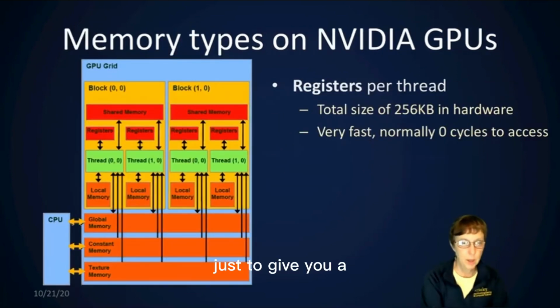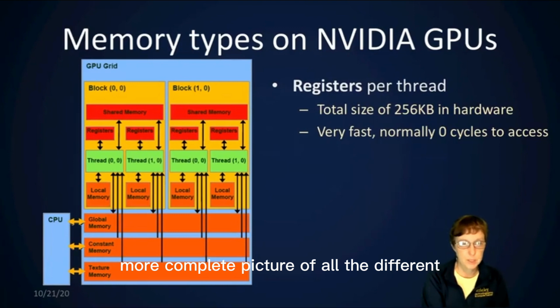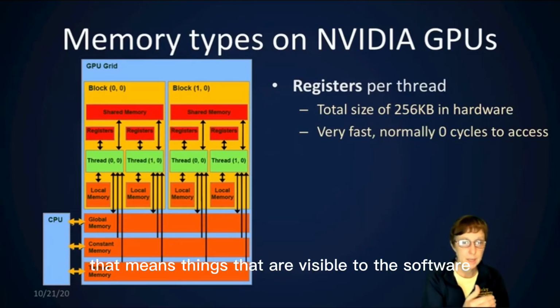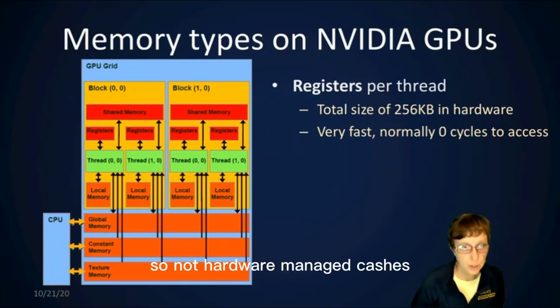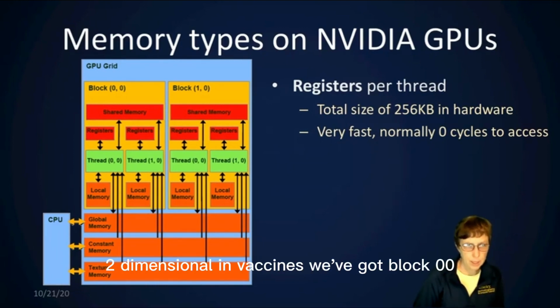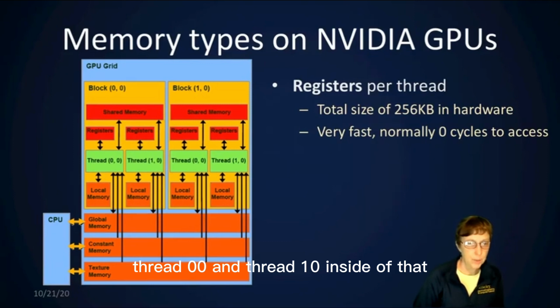So just to give you a more complete picture of all the different types of memory on a GPU, most of these, or all the ones that I'm showing here, are really CUDA aware. That means things that are visible to the software level, so not hardware managed caches. And we've got our threads in here. This has little two-dimensional indexing, so we've got block 0,0, thread 0,0, and thread 1,0 inside of that.